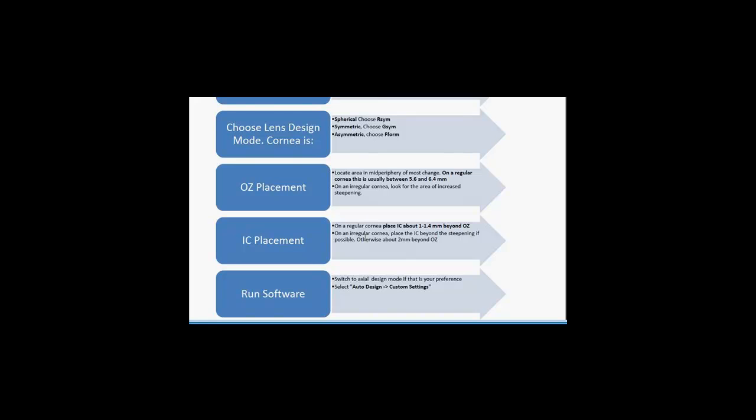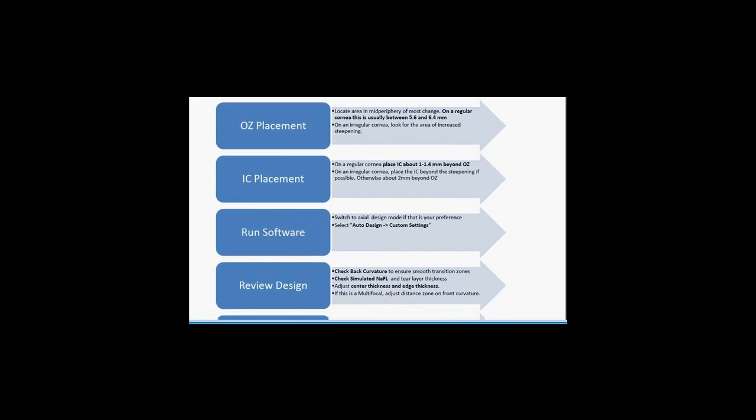The IC placement on a regular cornea, you really want to place it about 1 to 1.4 millimeters beyond the optic zone. Don't think of it as adjusting the contact lens so much. The IC placement is going to give you another control point if it's necessary to adjust, say, edge lift or mid-peripheral clearance down the road. And on an irregular cornea, you want to place the IC beyond the area of steepening if possible, otherwise about 2 millimeters beyond the OZ.